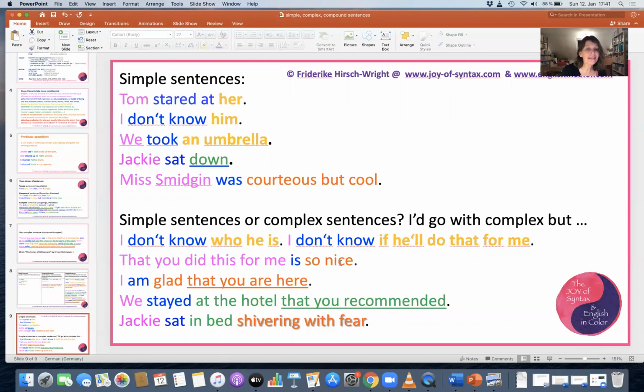That you did this for me is so nice. We have the that clause as subject. I am glad that you're here. We have a that clause as modifier of the adjective glad. We stayed at the hotel that you recommended. We have a relative clause as modifier of the noun hotel. And Jackie sat in bed shivering with fear. We have a participle construction that is a predicate appositive, and that's part of the sentence Jackie sat in bed.